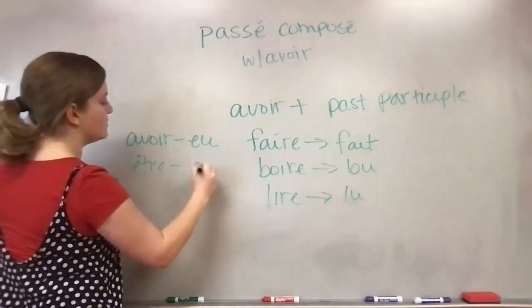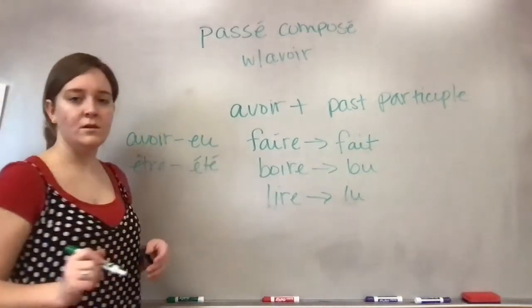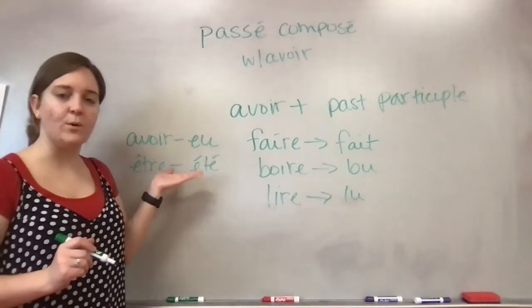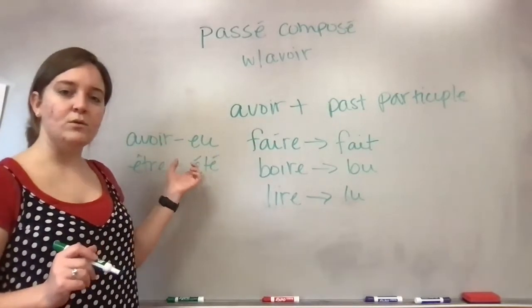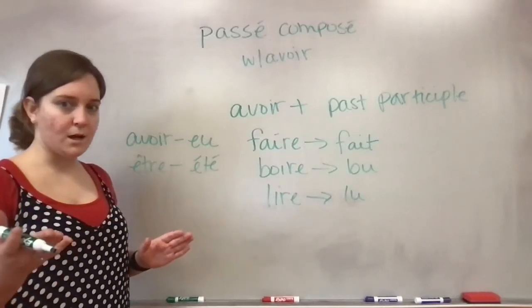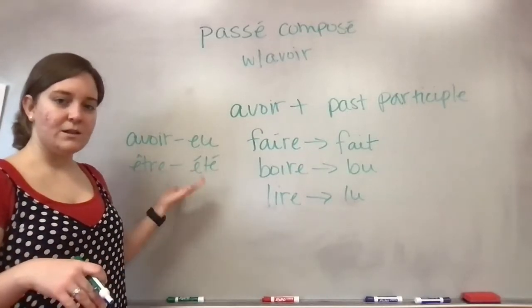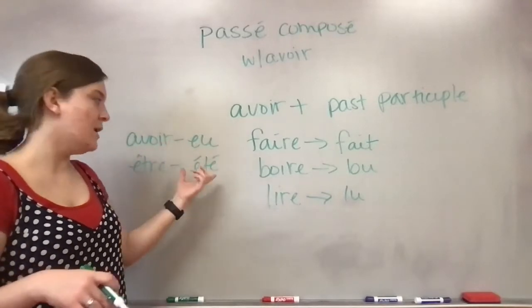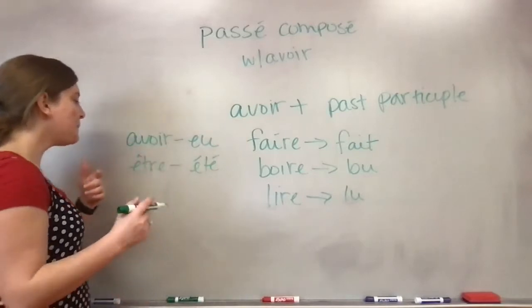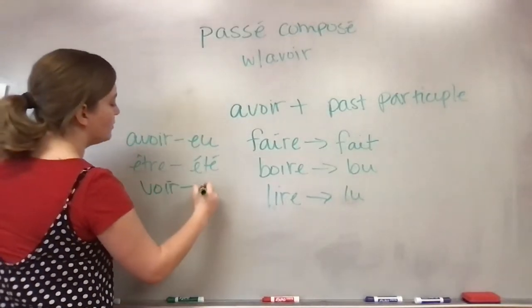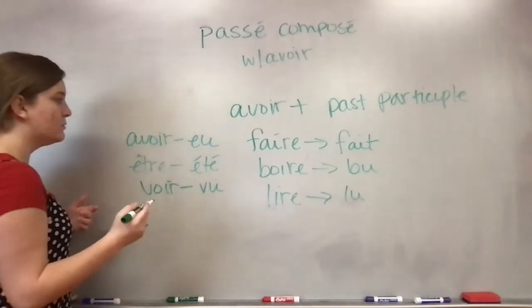Être becomes été. And yes, that is the same word for summer, if you remember when we were doing our weather vocabulary. So don't get those two confused. If it's towards the end of the sentence, we're probably talking about summer. If it's towards the beginning of the sentence, close to our subject, je, tu, whatever it may be, it's probably the verb être. Voir, vu.